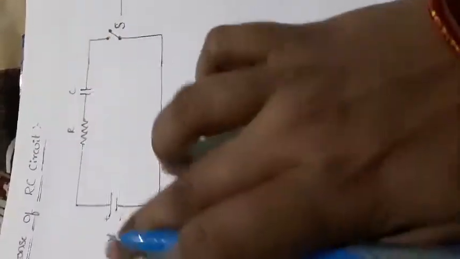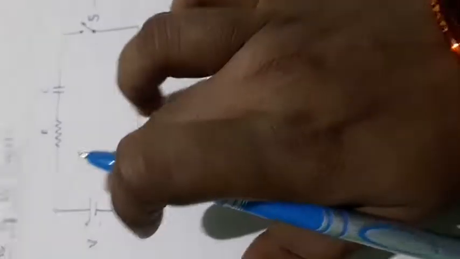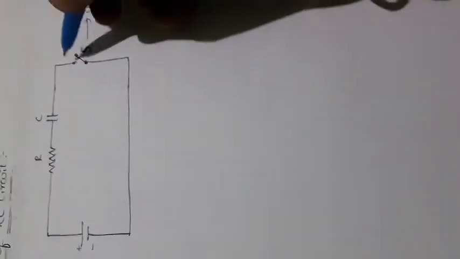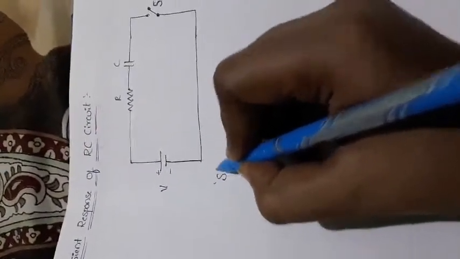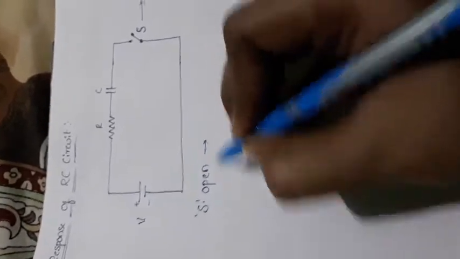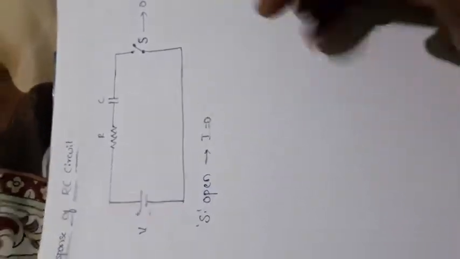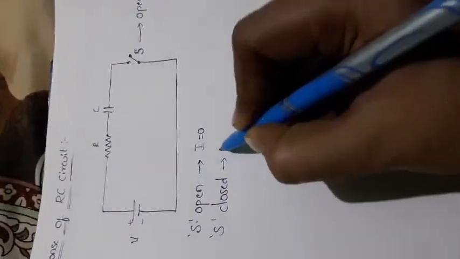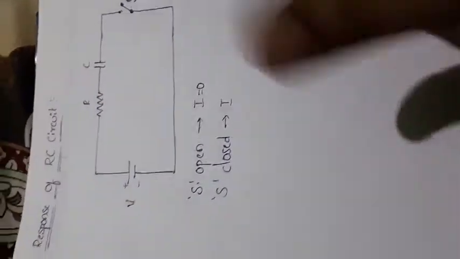Once the switch is in closed path, the total current from the supply we are applying will pass through the whole circuit. If the switch is in open path, the current doesn't flow through the circuit. Why? Because if the switch is open, the current value will be 0. So just remember it: if the switch is open, the current value should be 0. If the switch is closed, we'll get some current, and that current will pass through the whole circuit here.